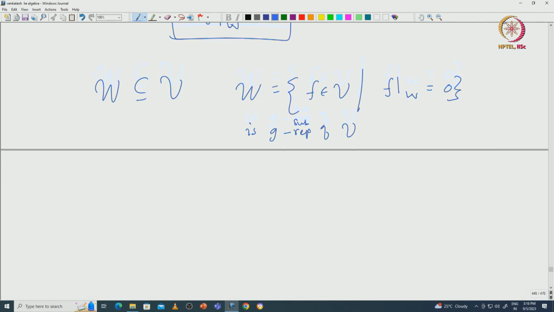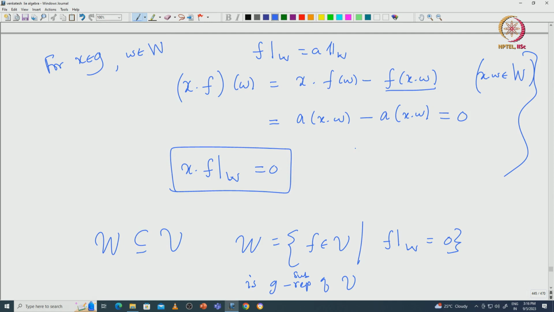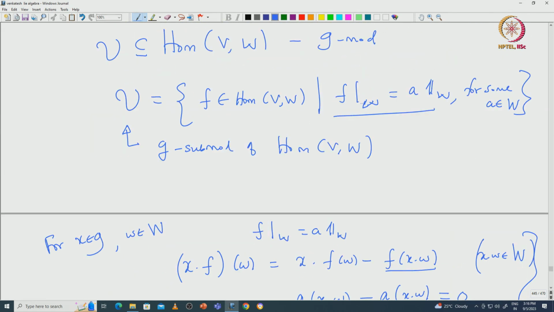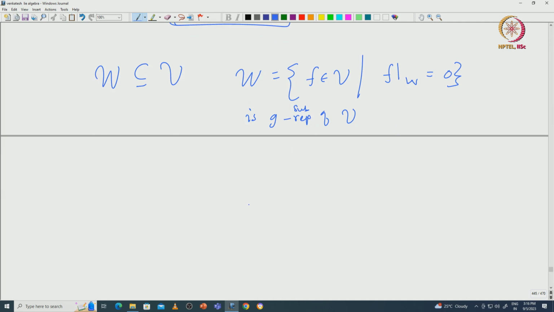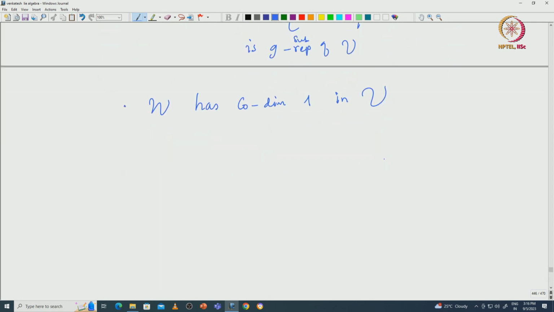Since V is defined using the condition that f restricted to W is a scalar, and W is defined by f restricted to W being 0, this W has codimension 1 inside V. And it is easy to see that V modulo W is just isomorphic to the complex numbers. In particular, we have the following exact sequence.